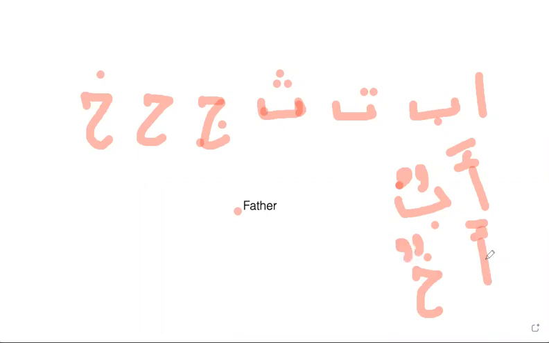Alif with Hamza with Fatha, a. This is Kha with tanween damma. Akhun. Akhun. It's brother. Now you can read them, right? Abun. Akhun. Very good. Let's do another word.